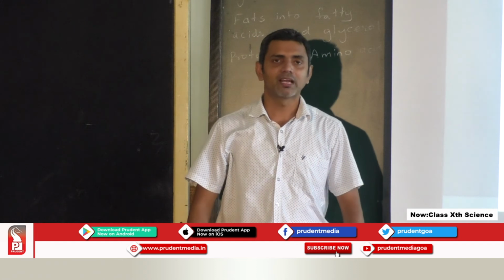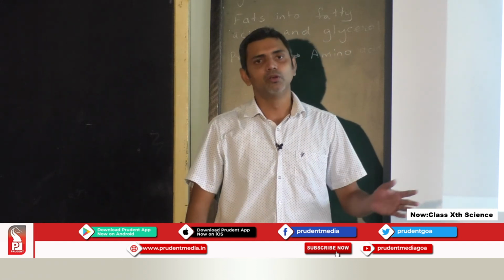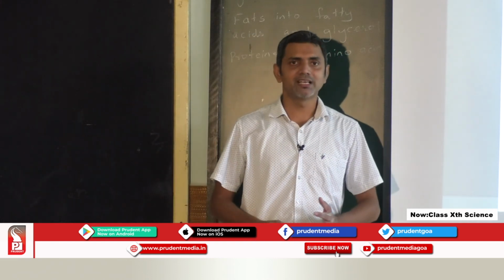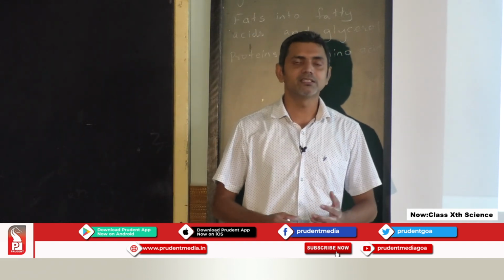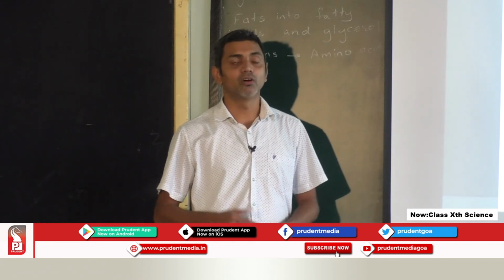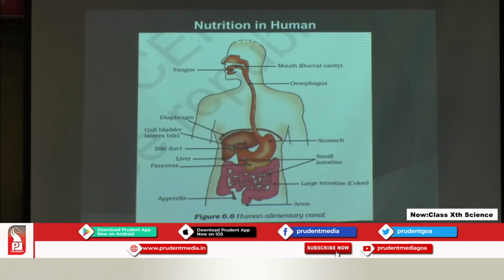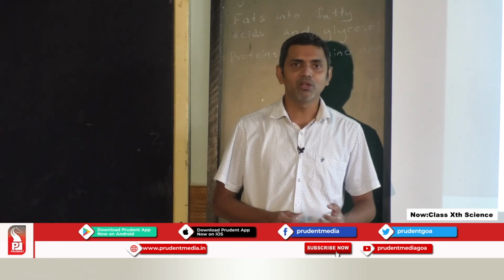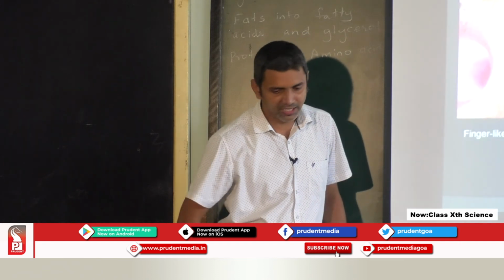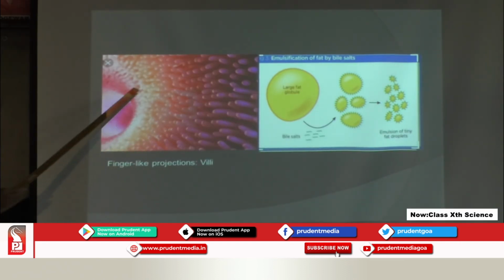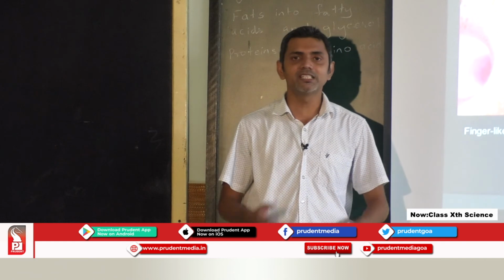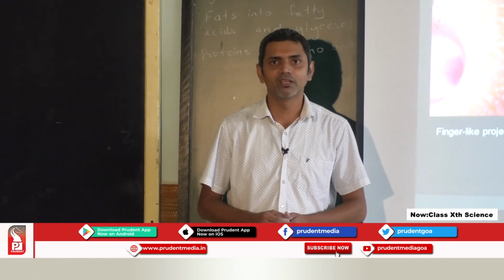If there is undigested food, that undigested food will enter the large intestine. But the small intestine, as I said earlier, is the place where the complete digestion of food takes place. Now, the small intestine consists of finger-like projections, which we call villi, as we can see here. The walls of the small intestine consist of finger-like projections called villi. This provides the surface area for absorption of the digested food.